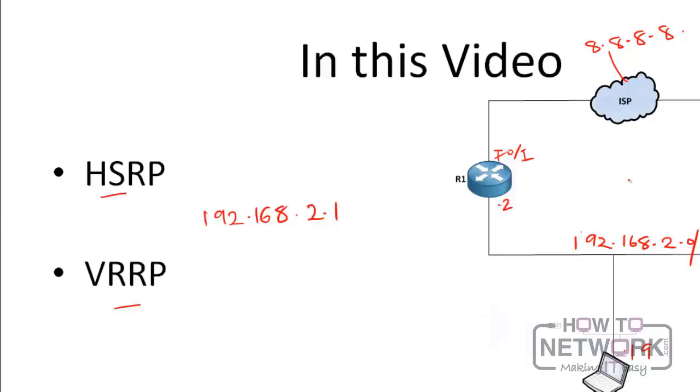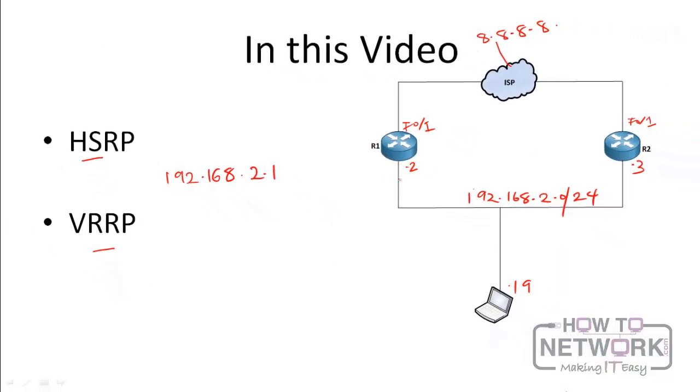Now, if we go back to our network, in the example that we looked at, we actually brought down this link, because the hello packets are being sent out this link. Router 2 thinks that the router has gone down because it doesn't receive any more hello packets, and so it becomes the active router. And when R1 comes back up, it takes over as the active router again.